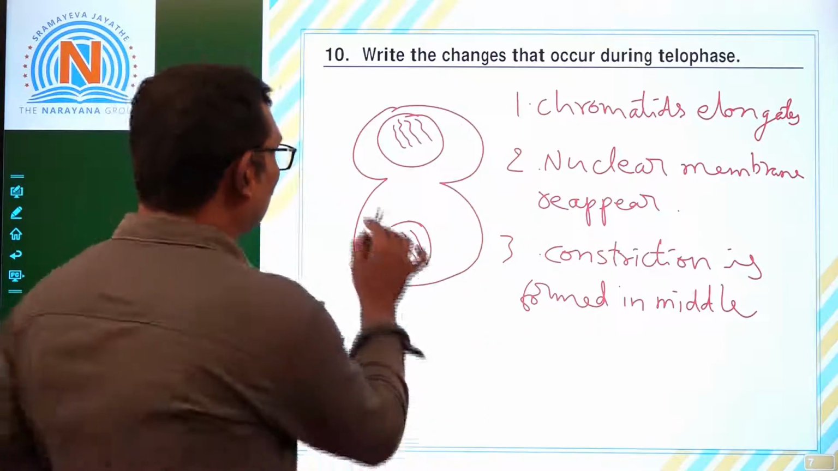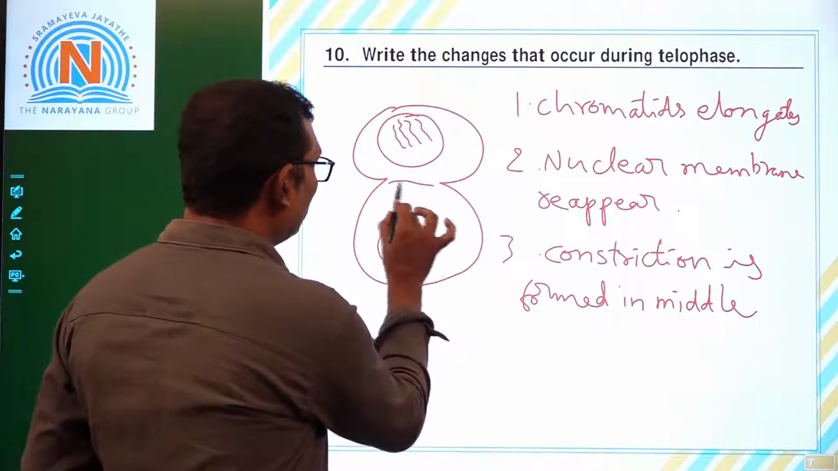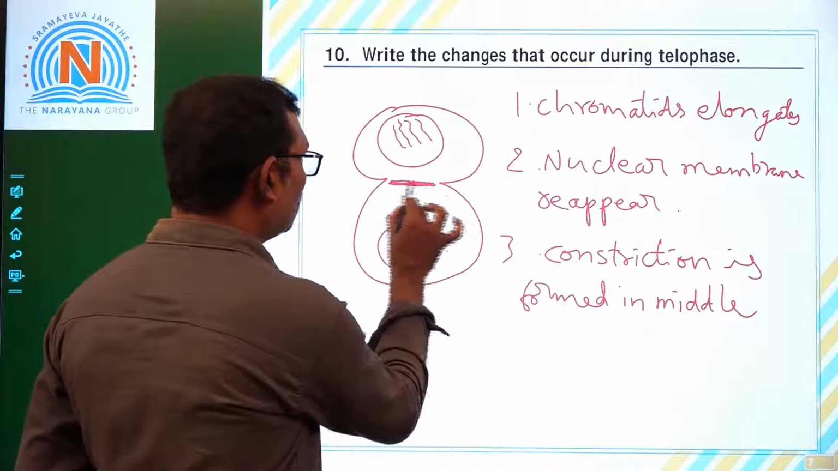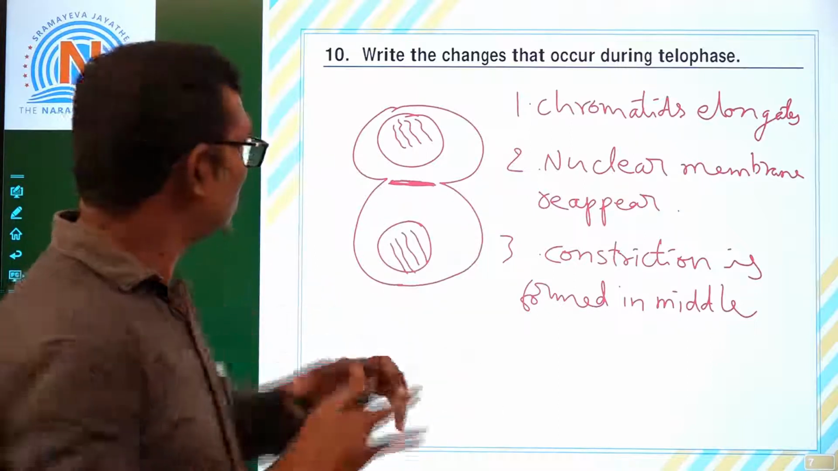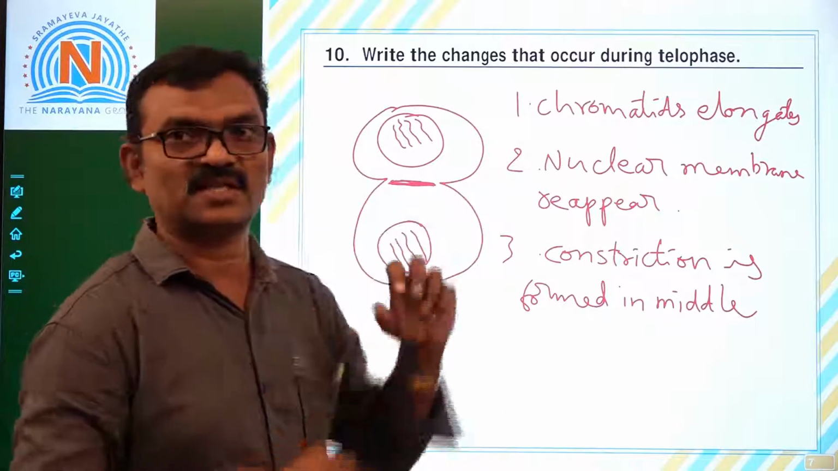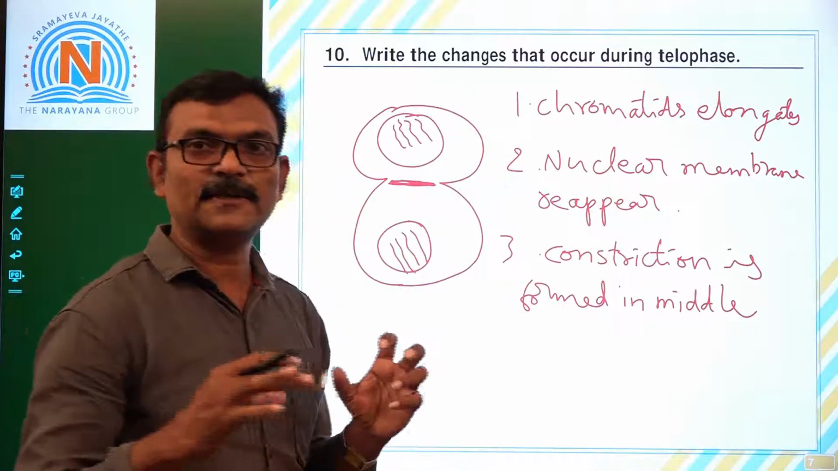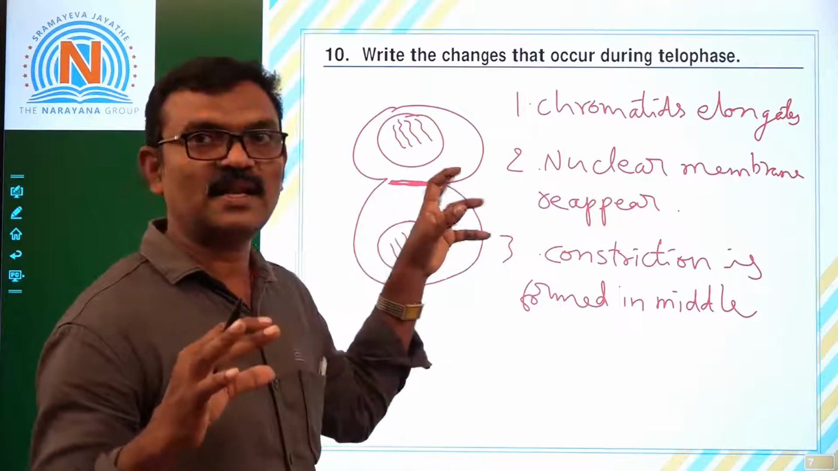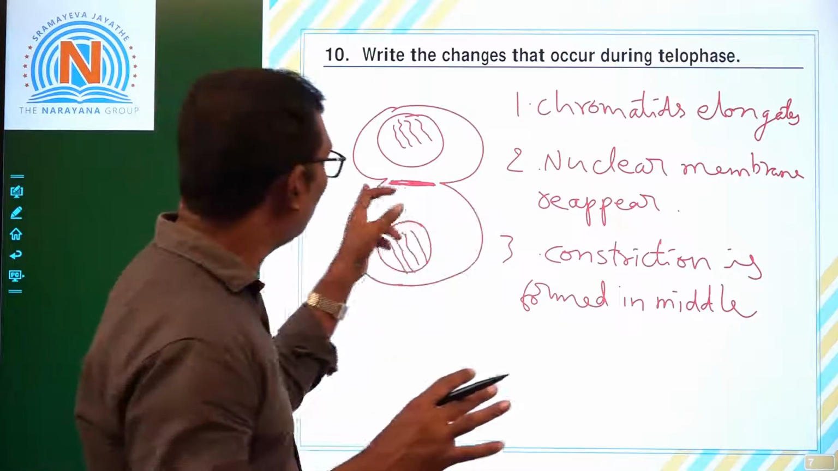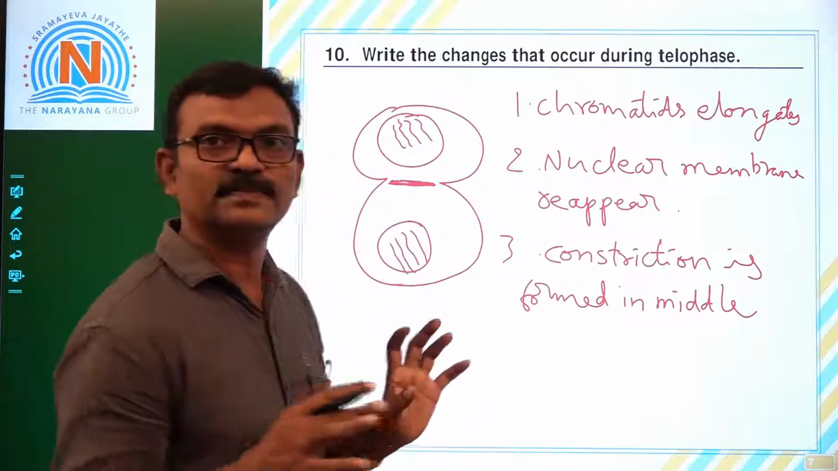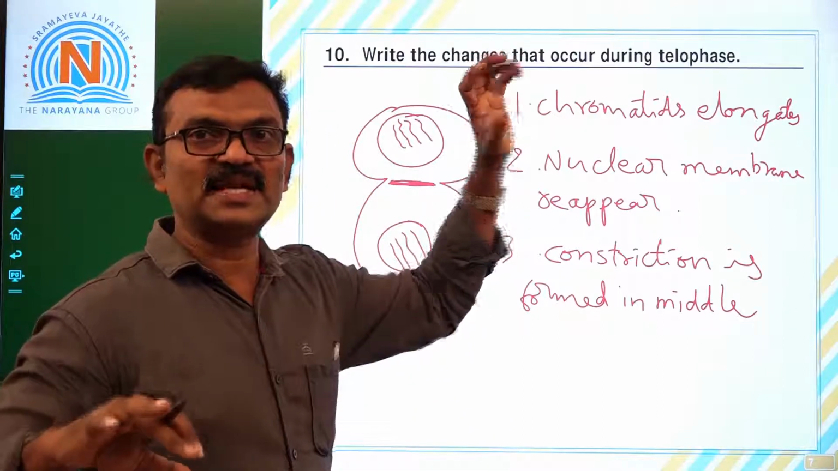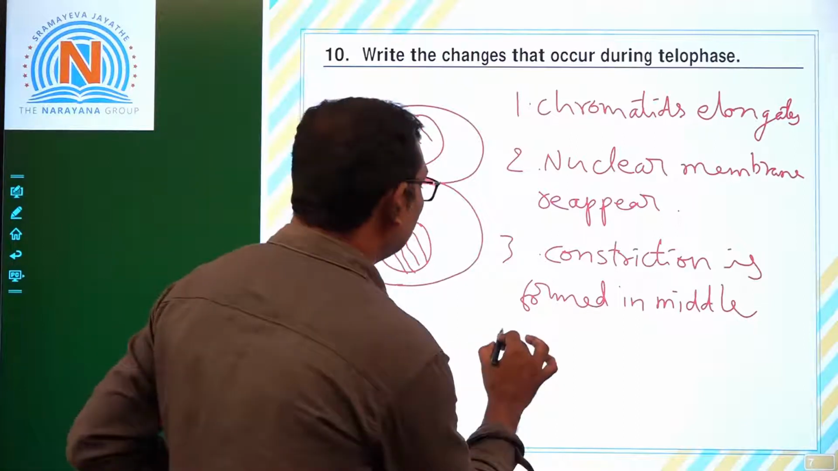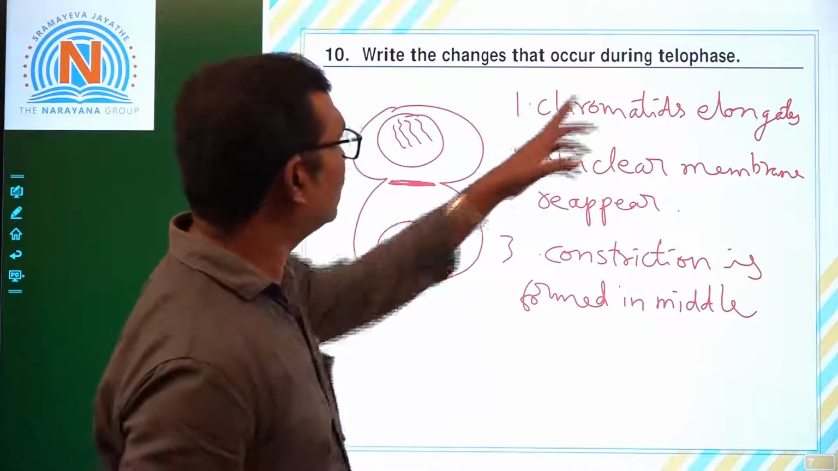Or in plant cells, what will happen? Here a plate is formed, the cell plate. That means a cell wall is formed across the cytoplasm of the two daughter cells. That will take place in plant cells. The cell wall is formed in the middle of the cytoplasm to divide the cell into two daughter cells. These are the changes that take place during telophase.